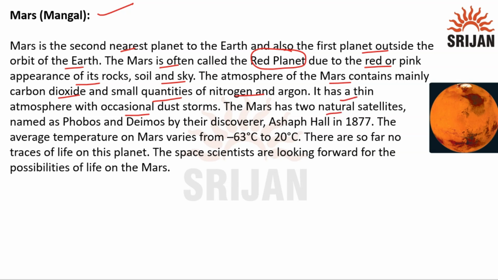It has two natural satellites named Phobos and Deimos, discovered by A. Hall in 1877. Average temperature is minus 63 to 20 degrees Celsius. There are so far no traces of life on this planet. The space scientists are looking forward to the possibility of life on Mars.